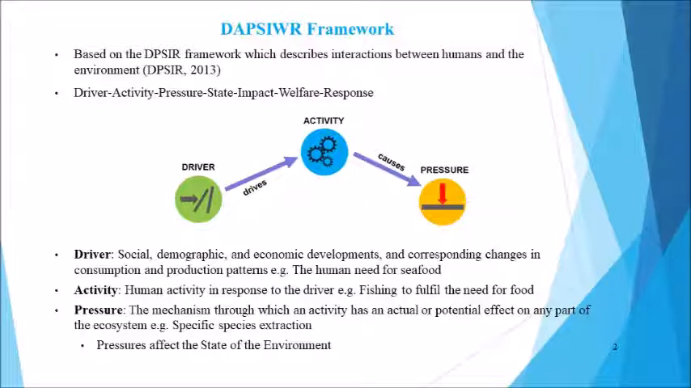An activity is a human activity in response to a driver. So an example of an activity could be the activity of fishing to fulfill the need for food. Then we have a pressure, and this is the mechanism through which an activity has an actual or potential effect on any part of the ecosystem. So based on the example of fishing, we could have a pressure of where specific species are being over-extracted. And also to make the point that pressures affect the state of the environment.